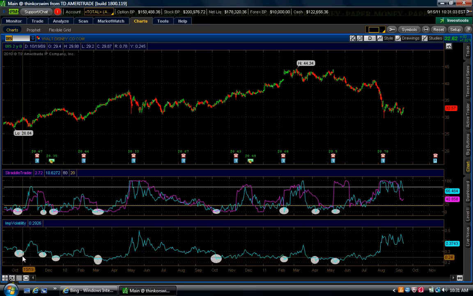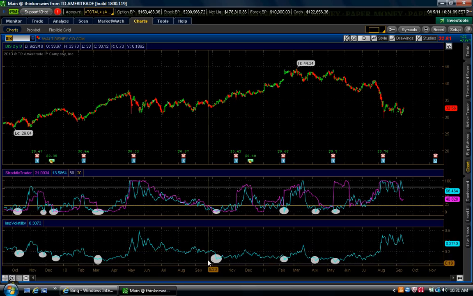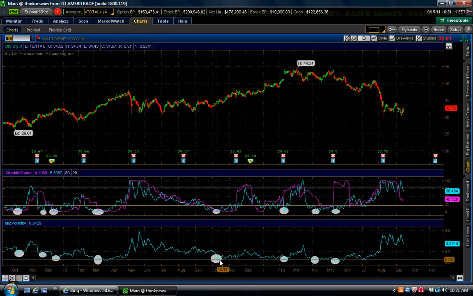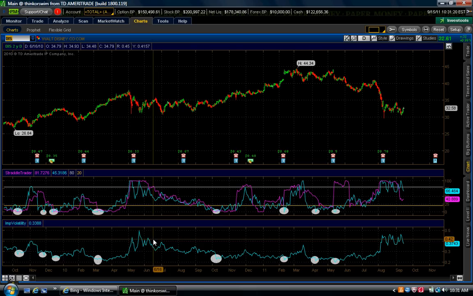You can look down here on the chart. Here's 1, here's 2, here's 3, 4. We had a nice rise right there. Here's 5. Called a bottom there. 6, 7, 8. Every time it was a good time to buy options because they were cheap.